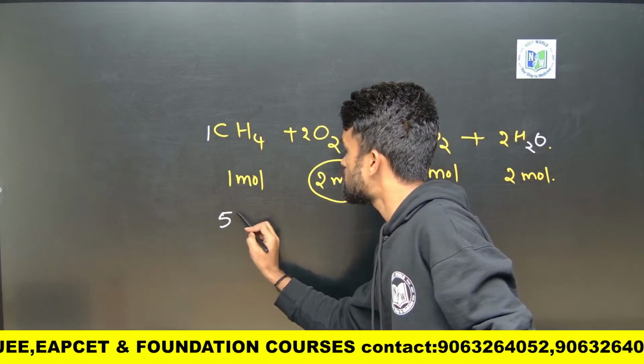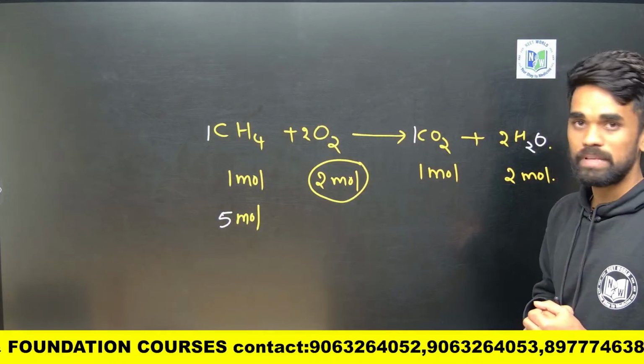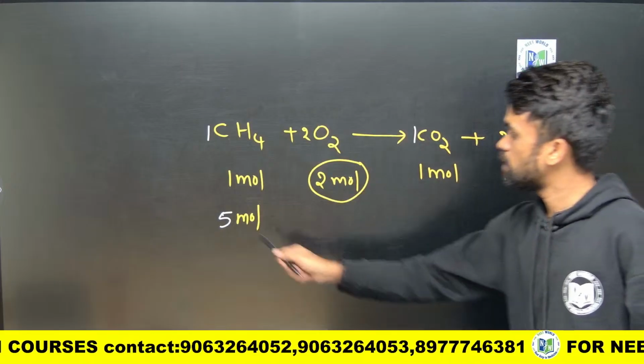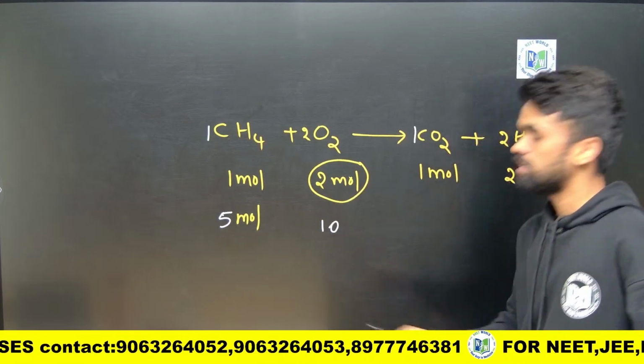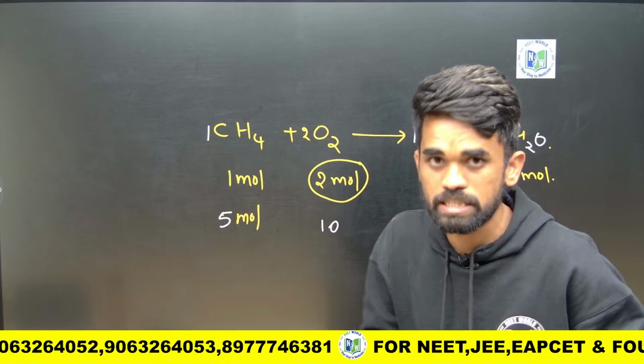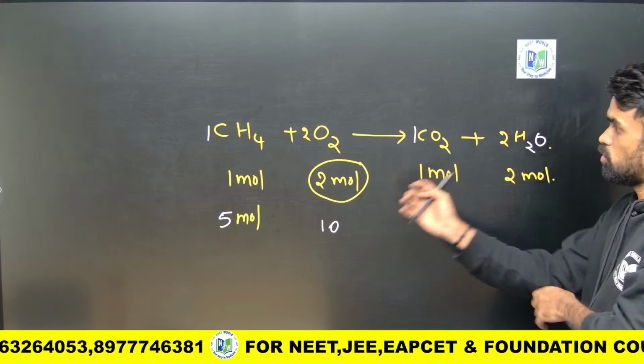Now for example, I am giving you 5 moles of methane. Then how many moles of oxygen are required? Tell me. For 1 mole, 2 moles are required, then for 5 moles, it requires 10 moles. This is how we can simply calculate how much quantity of oxygen is required, or how much amount of CO2 is formed, how much amount of product is formed.